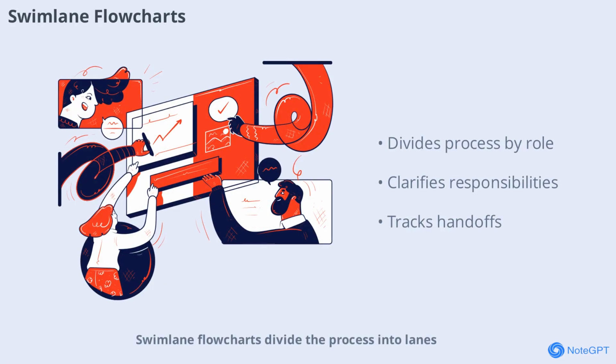Swimlane flowcharts divide the process into lanes, with each lane representing a person, team, or department. This makes it easy to see who is responsible for each step and how tasks move between different groups. Swimlane diagrams are especially helpful for complex processes that involve multiple people or teams.